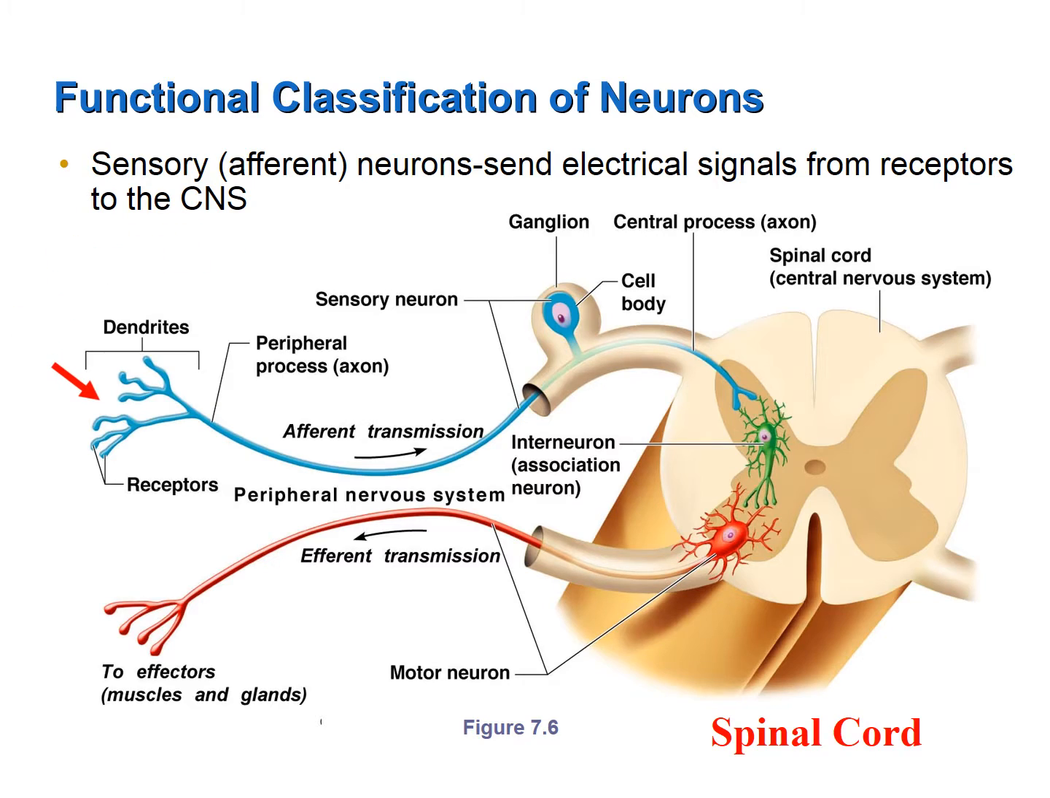So we have dendrites or receptors in different parts of the body that are responsible for detecting stimuli. The dendrites could be in the skin, they could be in muscles, they could be many places of the body. In response to a stimulus, an electrical signal is sent toward the central nervous system. Again, sensory or afferent neurons send electrical signals from receptors in different parts of the body to the central nervous system.